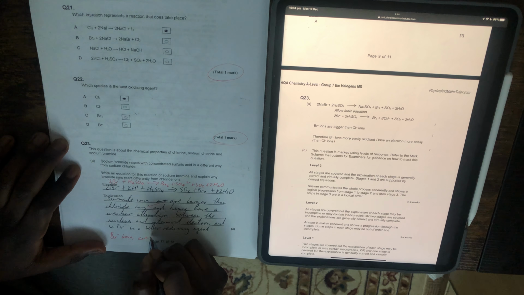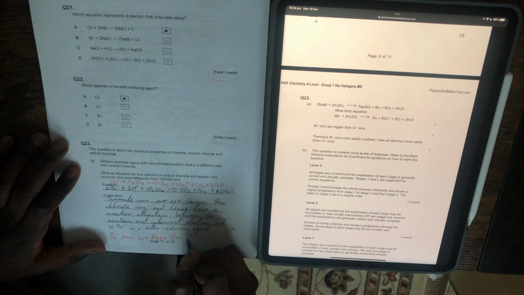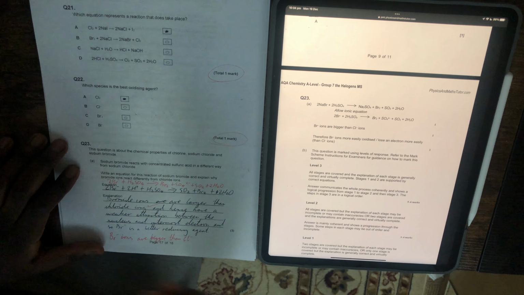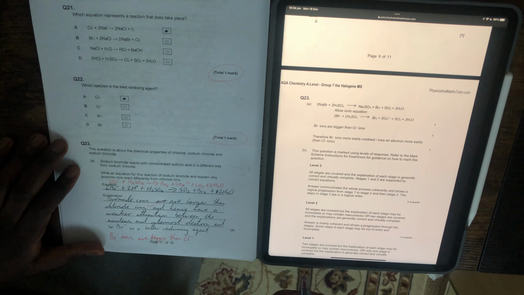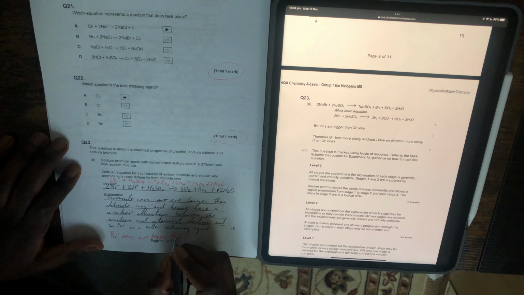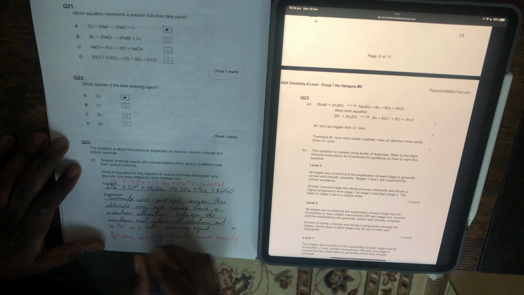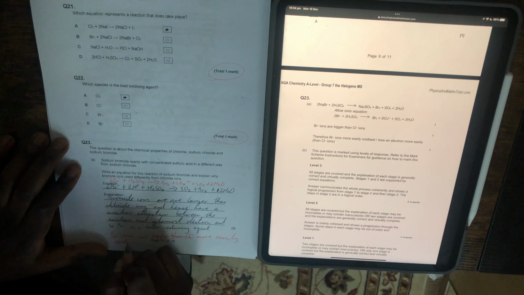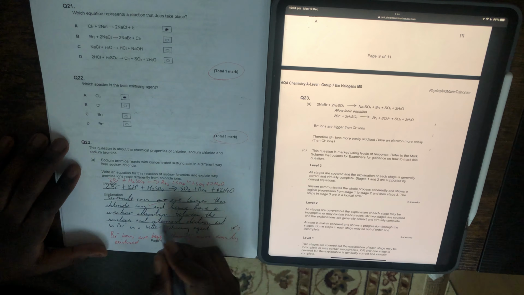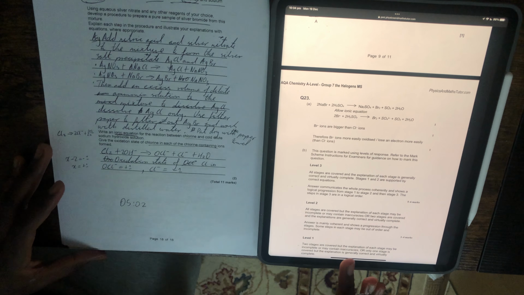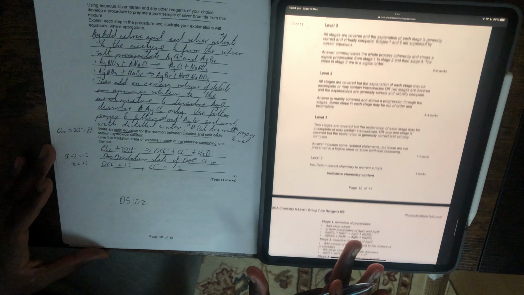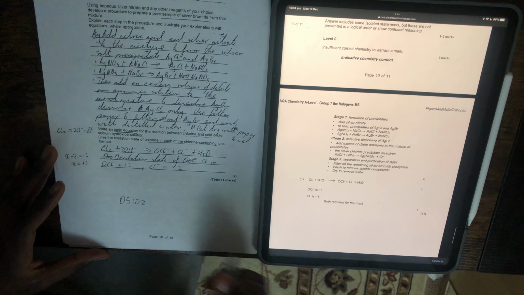Because this is the way they say it specifically: Br minus ions are more easily oxidized. So I only got 1 mark from that. Last 2 questions. I'll do this last one here because it's just an easy one.